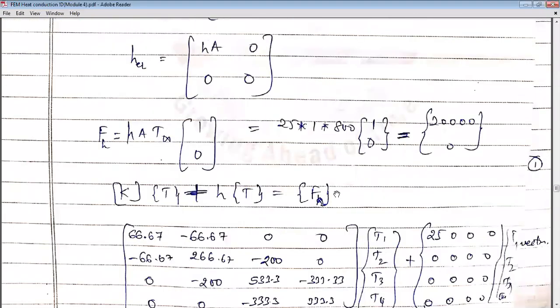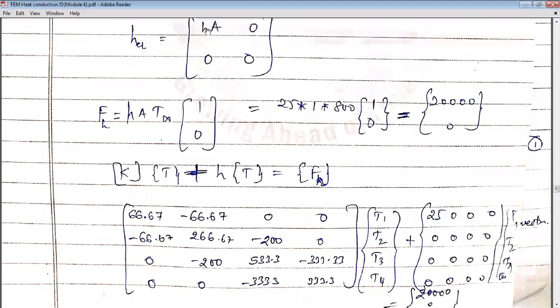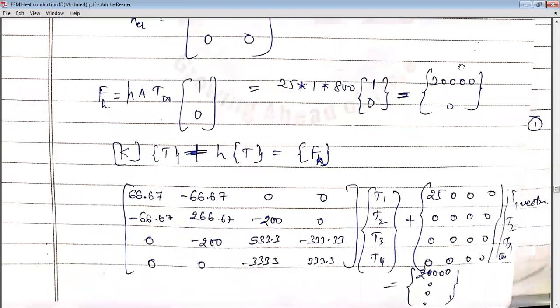Go backwards. Yes, come here. So these will be the corresponding values. The only contribution is H here. This value, H is 25, area is 1. So that value will be simple, everything else is 0. Then equals F. What is F? 20,000, the magnitude of this temperature. No need to convert into kelvins here because all the values are in degrees Celsius. So I'll use T infinity in degrees Celsius only. I'll get 20,000.